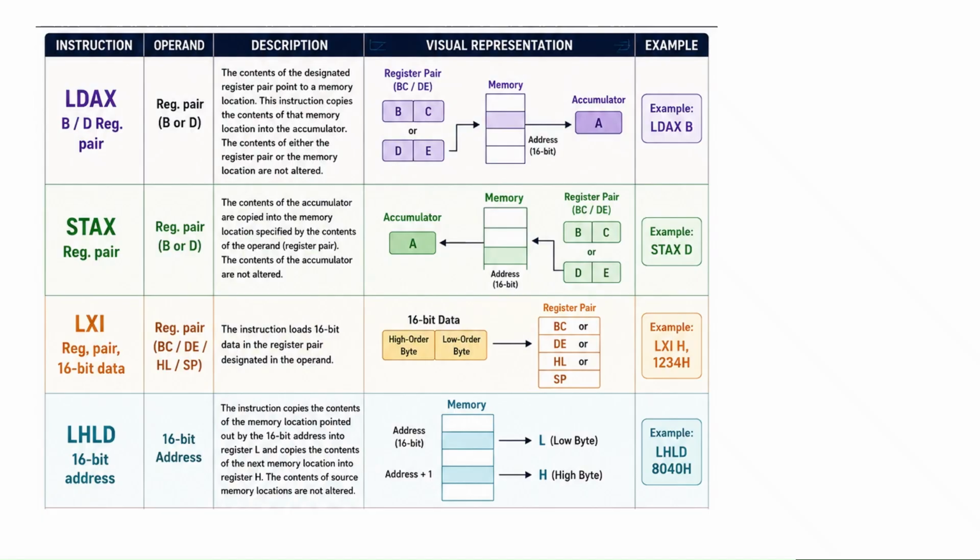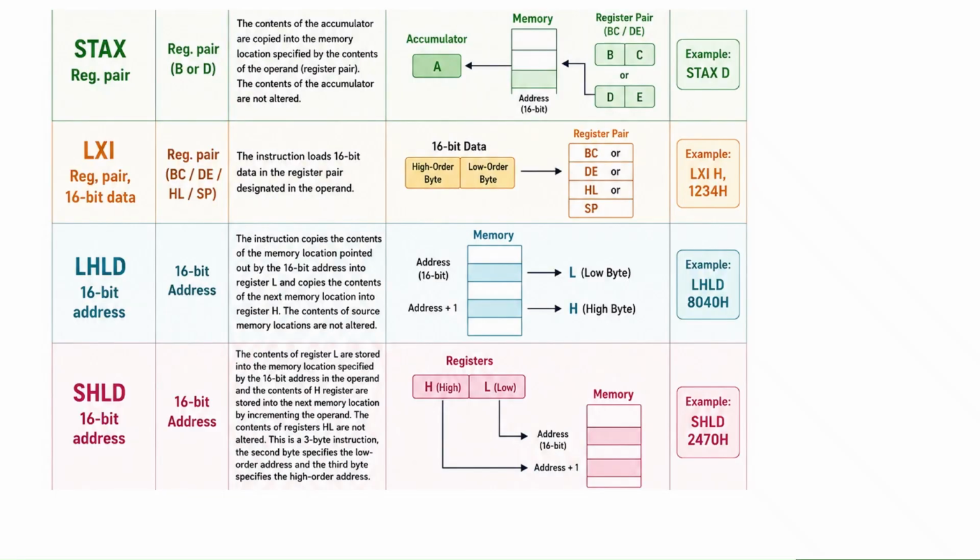Copy the content of the next memory location into register H. The content of the source memory location is not altered. Up next we have SHLD, which is the opposite instruction of LHLD. Here the content of register L is stored into the memory location specified by the 16-bit address.